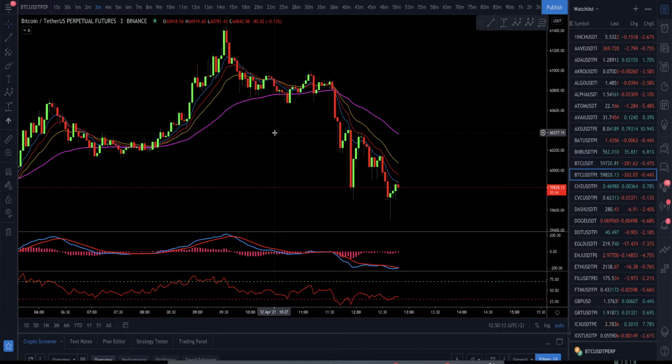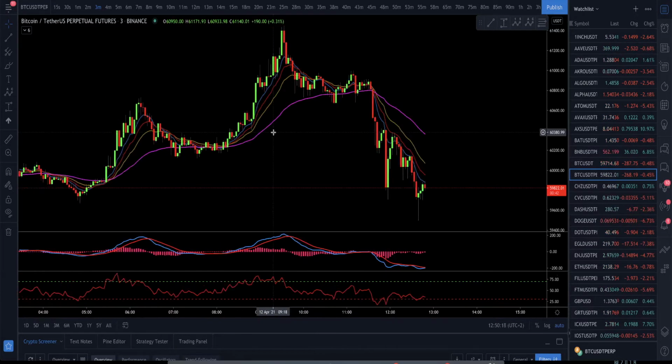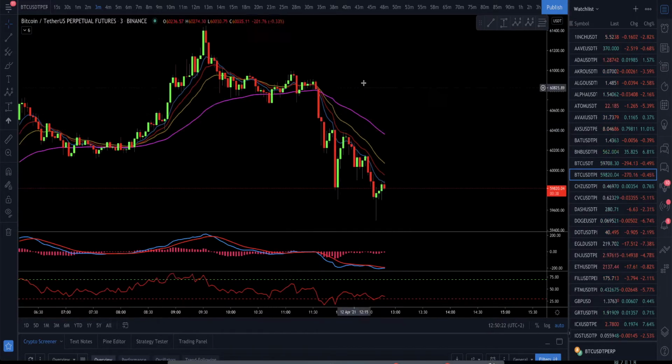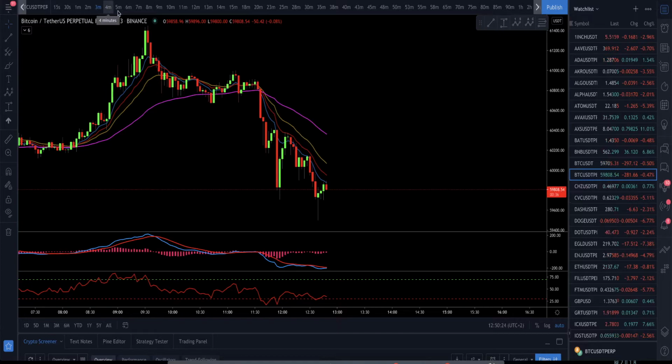But yeah, if it is 15 minutes, it takes longer to close the body, and you have to have a lot of patience. But the favorite time frames for this strategy are 3 minutes, 5 minutes, 8 minutes, 10 minutes, 15 minutes, 30 minutes, and 1 hour.